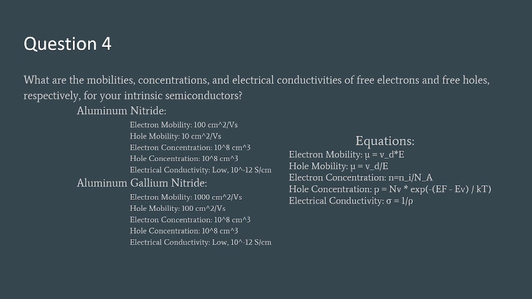We were able to do the same for aluminum gallium nitride, and using the equations on the right, our electron mobility was 1,000 centimeters squared per volt second. Our hole mobility was 100 centimeters squared per volt second. Our electron concentration was 10 to the 8th per centimeter cubed. Our hole concentration was the same, 10 to the 8th per centimeter cubed. And our electrical conductivity was also 10 to the negative 12th Siemens per centimeter, which is very low.